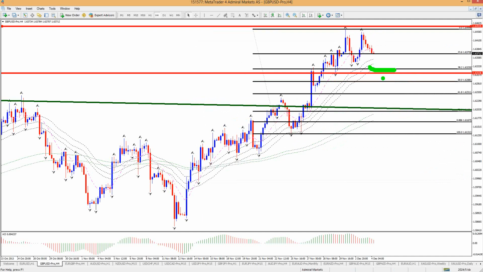And the 382, the 50, and the 618, all of them could be potential bouncing spots. The 38.2 is at 163.25. The 50 is at 162.88. And the 61.8 is at 162.50. The likelihood of that happening is pretty decent, I think. It looks like a corrective price action here, like that. And an upside.